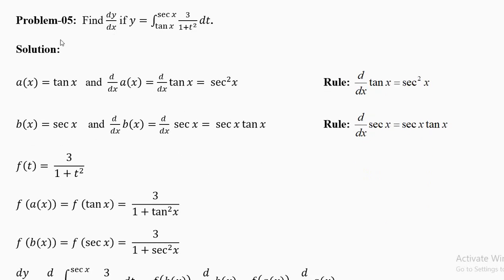One more example. Problem 5. Find dy by dx if y equals the integral from tangent x to secant x of the function 3 over 1 plus t square dt. Now a equals tan x, which is the lower limit, and b, the upper limit, equals secant x.